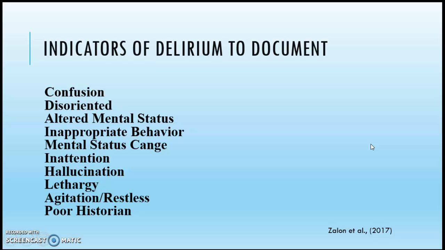Indicators of delirium to document: confusion, disoriented, altered mental status, inappropriate behavior, mental status change, inattention, hallucinations, lethargy, agitation or restlessness, poor historian.